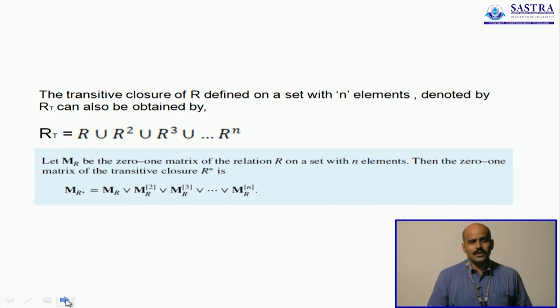The transitive closure is actually found by the union of all relations as given on the screen. For R, you will generate R square, which is the composition of R on itself, R cube, the composition of R square on R, and so on and so forth till you reach R raised to n, which is the nth order composition of R on itself. You do the union of all this, that is your transitive closure. However, determining all such relations is not an easy task.